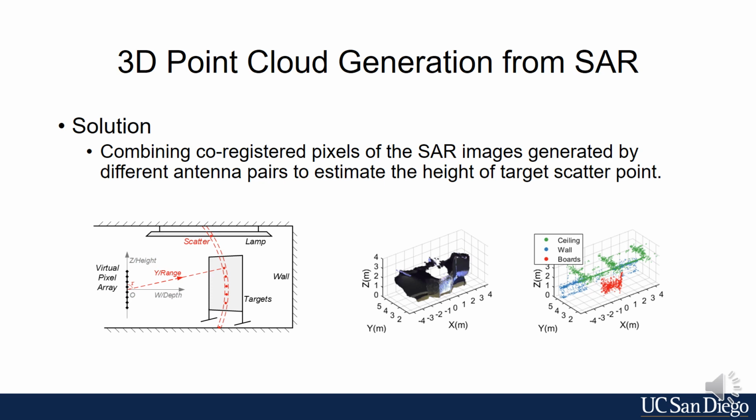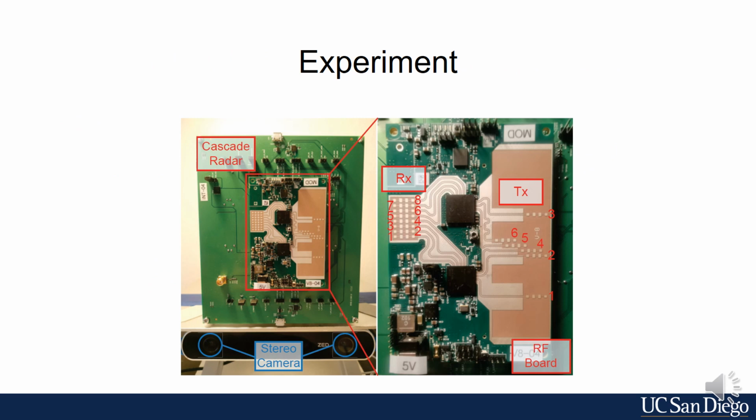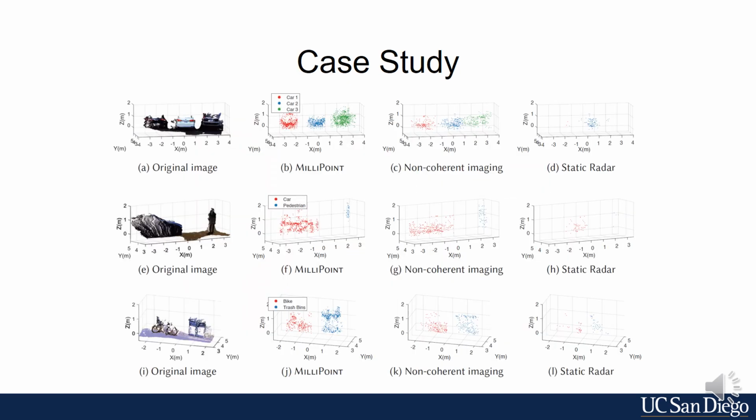We conduct experiments using a TI cascade radar with 6 transmit antennas and 8 receive antennas. A ZED stereo camera is used to capture the ground truth. We compare MilliPoint with non-coherent imaging and imaging with a static radar. In different scenarios with different objects such as cars, pedestrians, bikes, and trash bins, MilliPoint generates the densest point clouds and the points are accurately aligned with the objects and reflect their shapes.